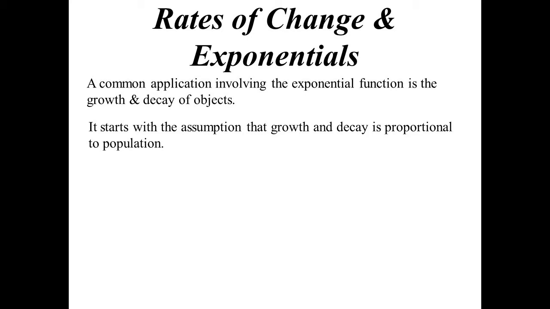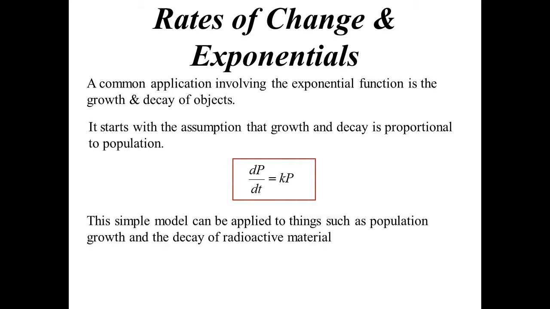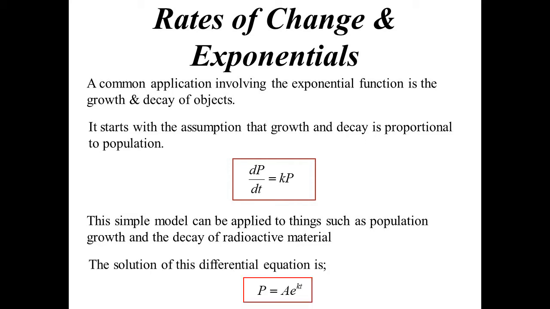So the greater the population, the greater the number of people that will die or grow. The rate of change of the population, dP/dt, because it's directly proportional, will equal some constant times the population. So there's our starting point. Not only populations, radioactive material all undergoes the same sort of decay model. The solution to this turns out to be P equals some constant times e to the kt.